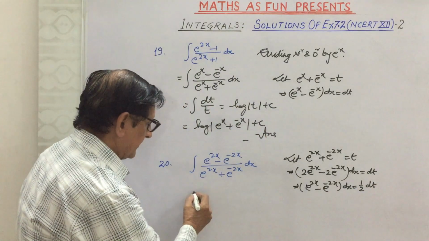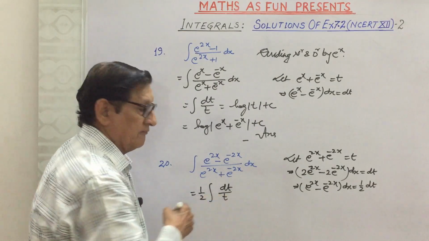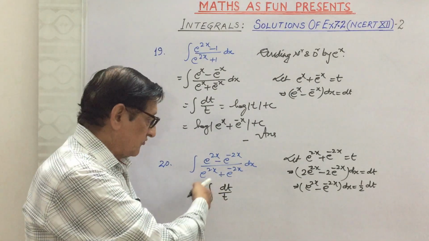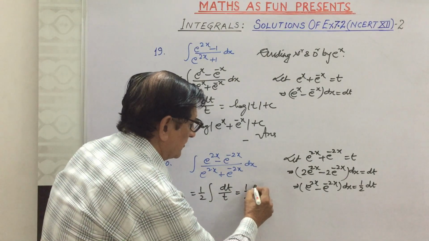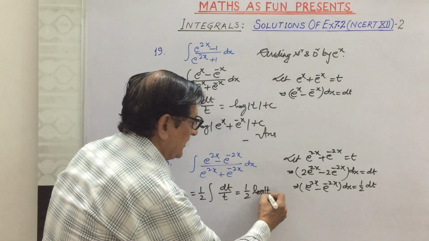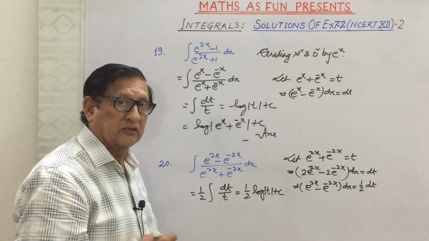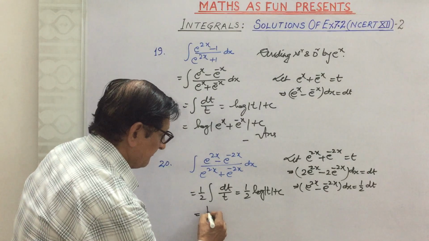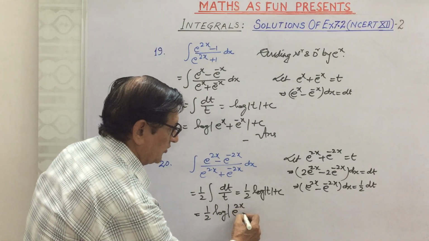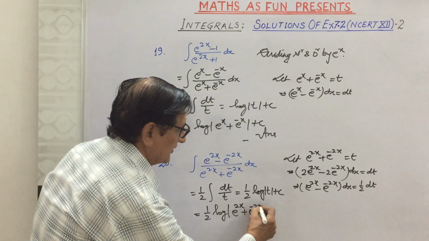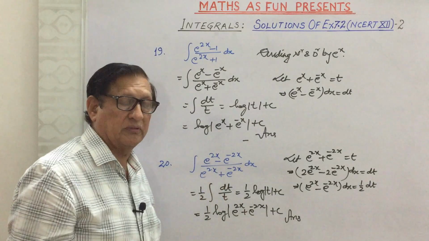Applying this here, we get 1 upon 2 dt upon t. And we know integral of 1 upon t is log of t. So this becomes 1 upon 2 log of t plus c. Substituting the value of t, we get 1 upon 2 log of e to the power 2x plus e to the power minus 2x plus c. That is the answer to the problem.